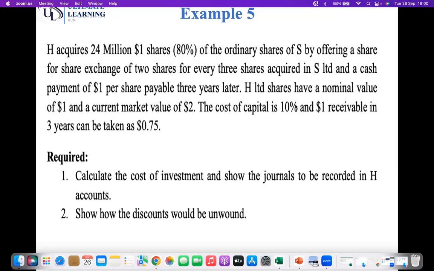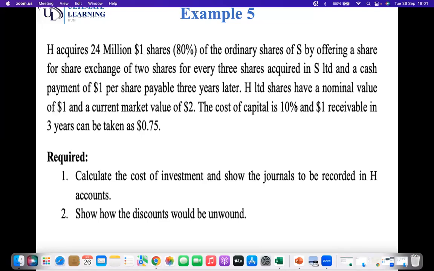So required, number 1, calculate the cost of investment and show the journals to be recorded in H accounts. And number 2, show how the discount would be unwound. So H acquires 24 million, 80% of the ordinary shares of S by offering a share for share exchange. So the first way used in this case was share for share exchange, and a cash payment of $1 per share payable 3 years later. Because it's 3 years later, it is deferred cash.